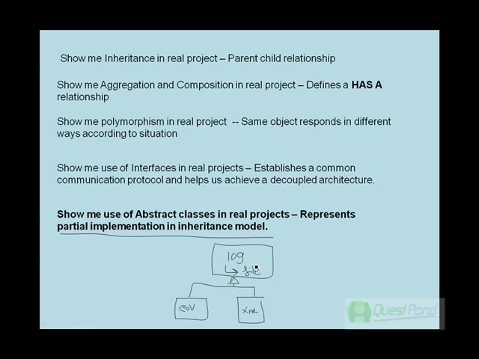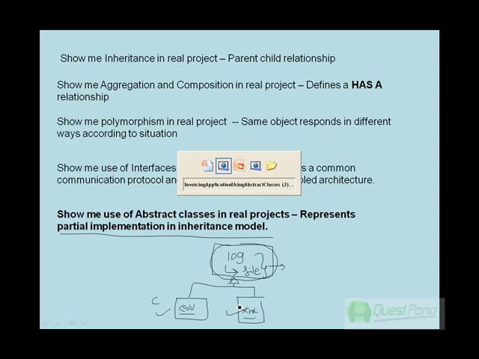So this is partial implementation. In the sense, it just writes to a file. It doesn't do anything more than that. It doesn't define the CSV or the XML format. But the child classes later inherit from this partial implementation and define the full implementation in their concrete classes. So when your project needs to define such kind of partial implementation in the inheritance hierarchy, in those instances you will need abstract classes.